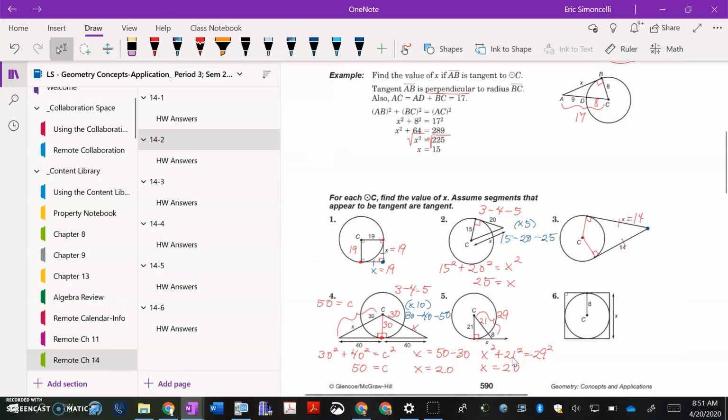X is 20. Number 6, this one I'm going to leave for you to try on your own. It's a little bit of an extra challenge question. I will post the answer to your notes for today.